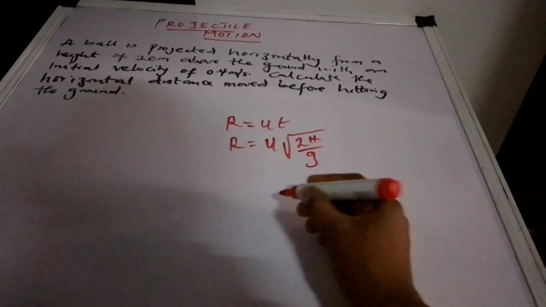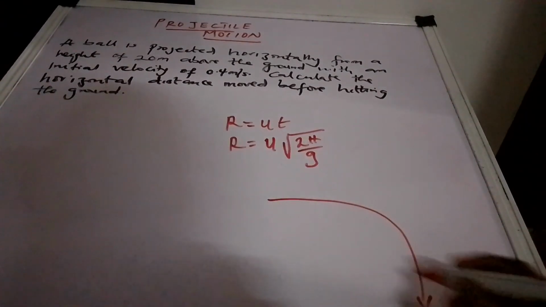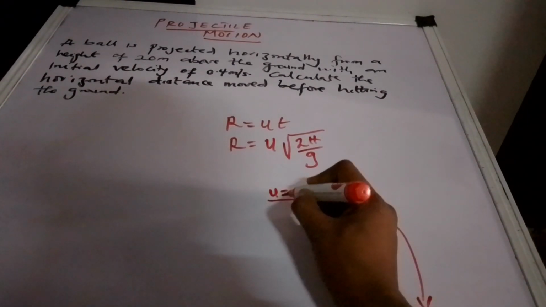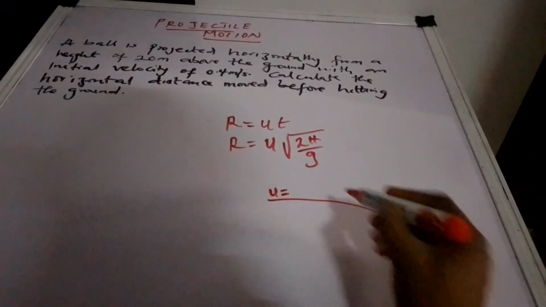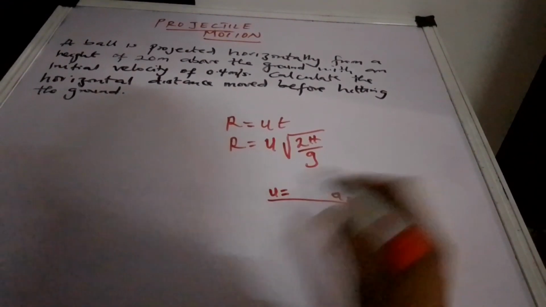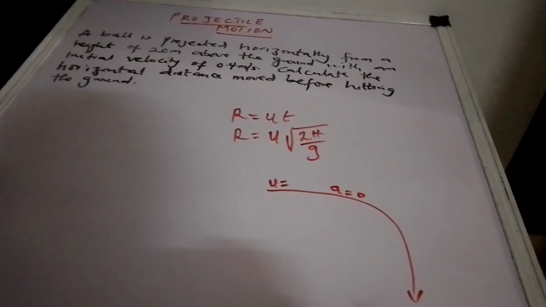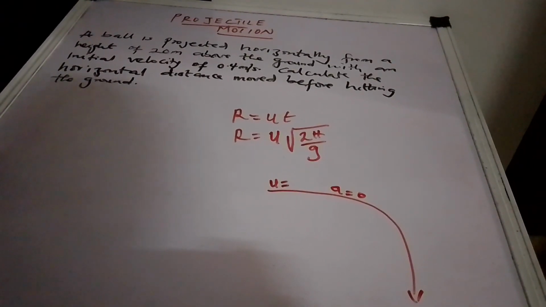Remember, as I explained in the previous one, when the object is projected horizontally and you are looking at the object horizontally, the u here is not 0. It's going to have a value, but acceleration here is 0. So let's now solve using the formula that we have on the board here.